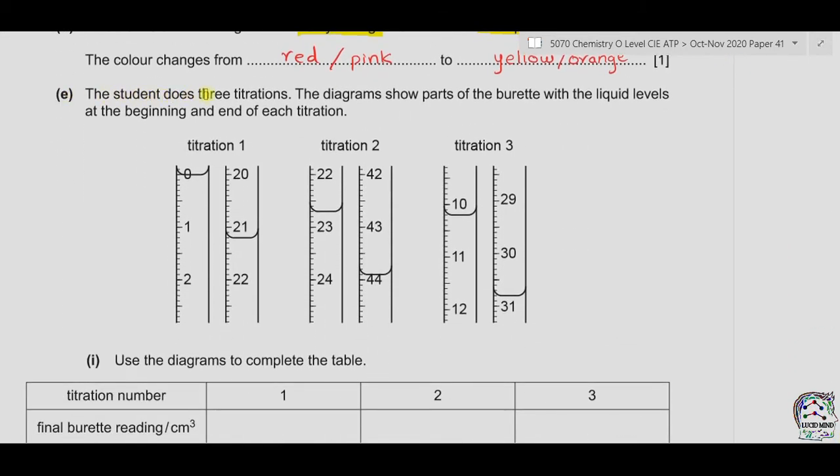E. The student does 3 titrations. The diagram shows parts of the burette with the liquid levels at the beginning and at the end of each titration. This is titration 1, 2 and 3. Use the diagrams to complete the table.